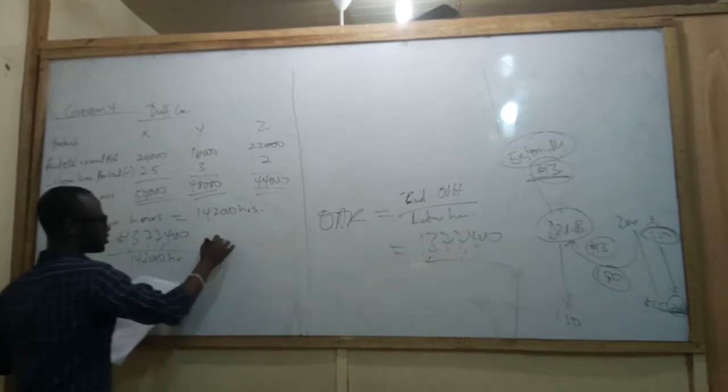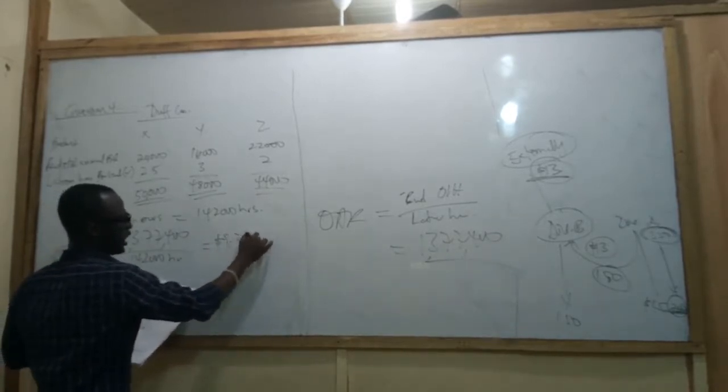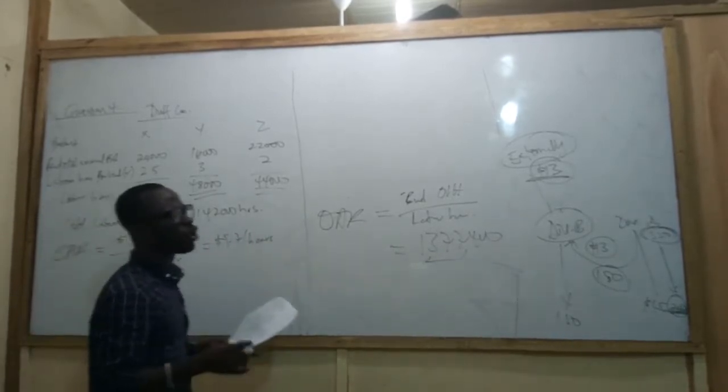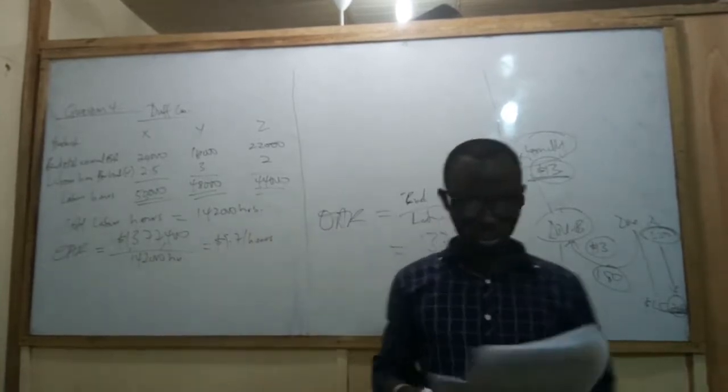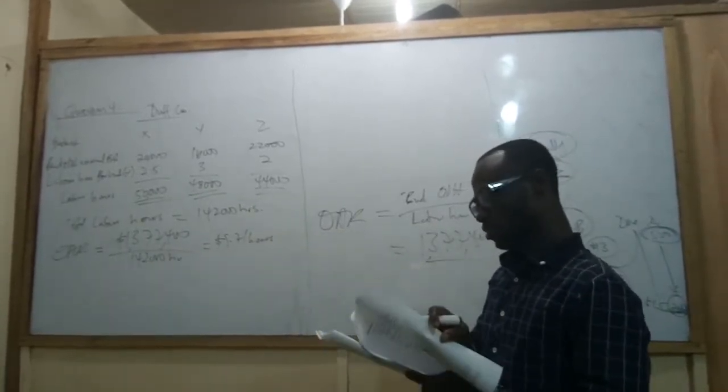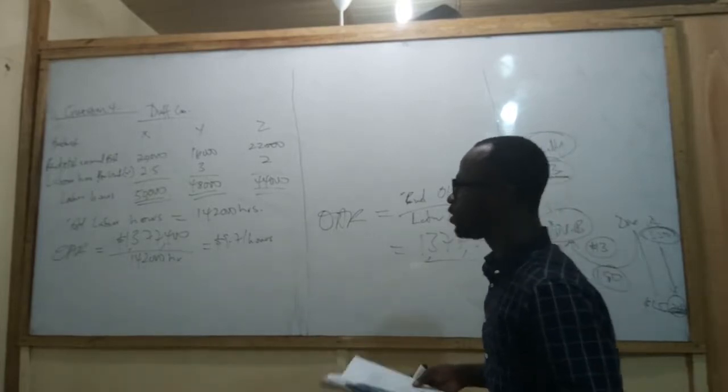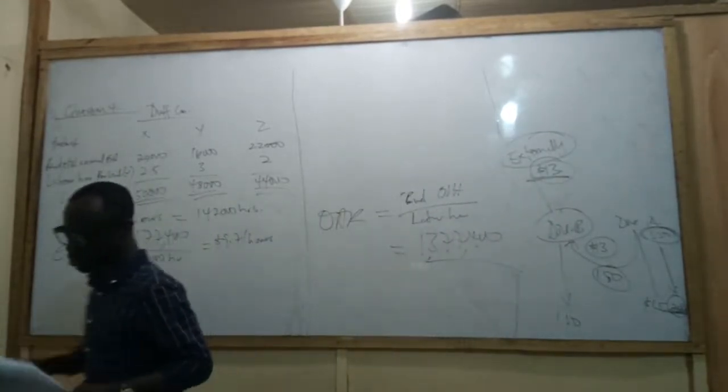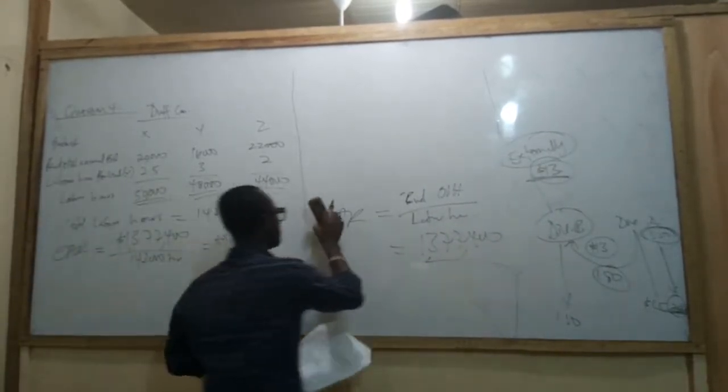What do we have? 9.7 per hour. In the question, did they say we should calculate full cost per unit or full cost for the total company? Full cost per unit, right? So it's very important to establish that.